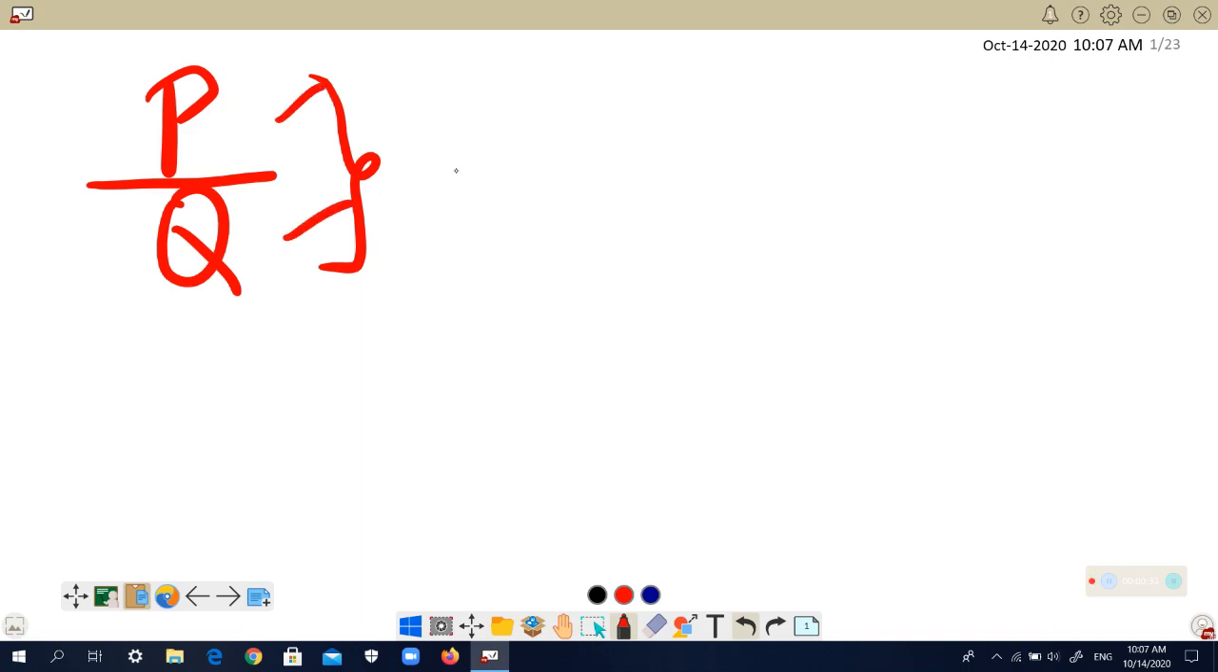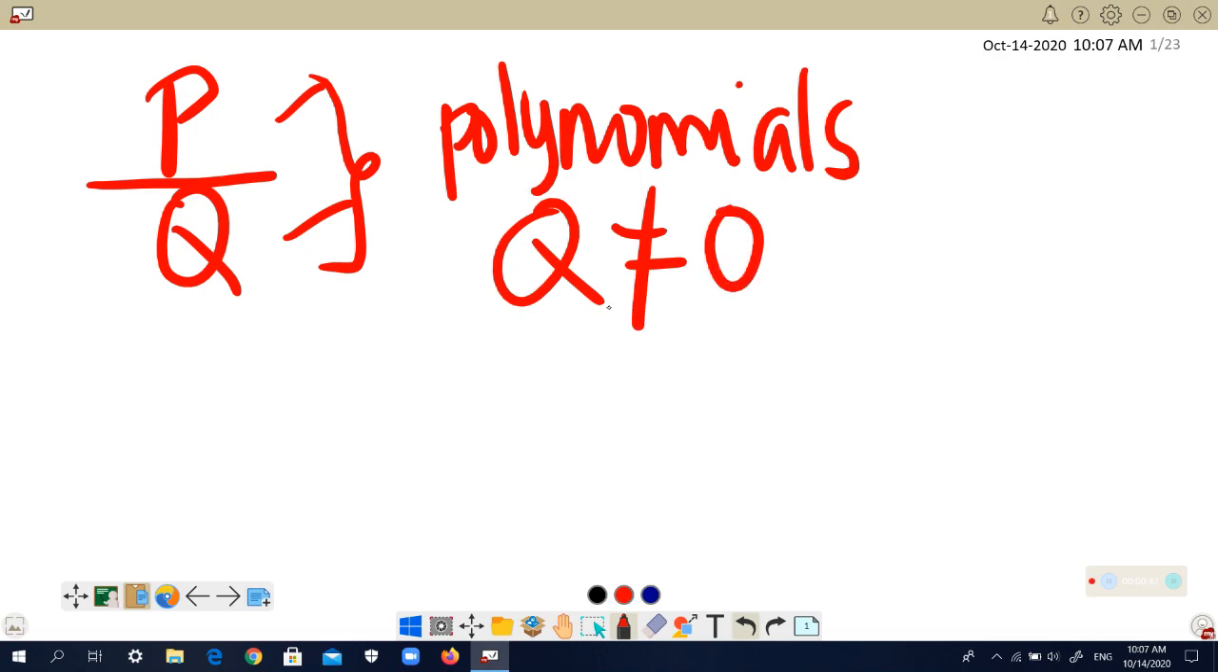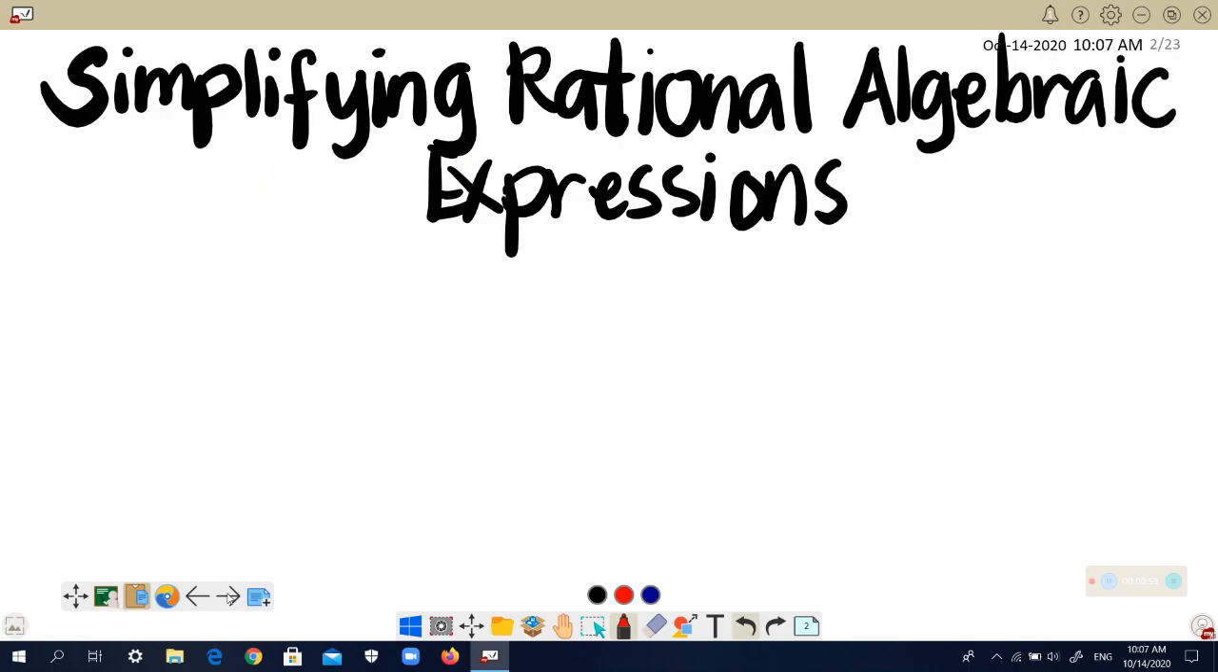We have to take note that a rational algebraic expression is always written in the form of a fraction. Based on its definition, a rational algebraic expression is the ratio of two polynomials. So our numerator and our denominator are in the form of polynomials. Therefore, they may be monomial, binomial, or trinomial. And you have to take note that our denominator q is not equal to 0 for them to remain rational algebraic expressions. Okay? So to proceed, let us have simplifying rational algebraic expressions.